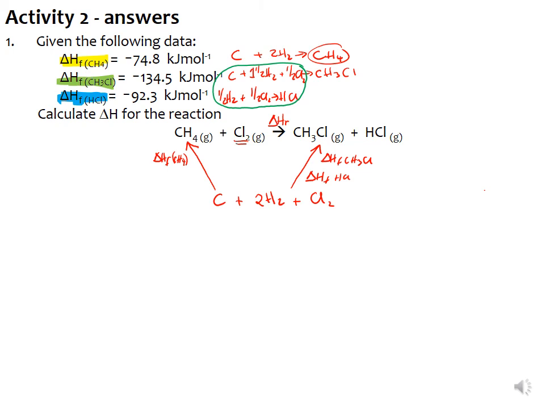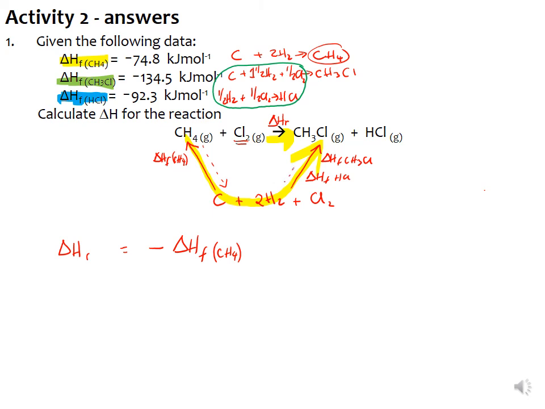So we want to find out delta HR, that's what we want, so we are going to go round the cycle. Instead of going left to right like that, we're going to go round the cycle in that direction. So following that round, we are first of all going to be going down this way, and so we are going to be doing minus delta HF for methane, because it's the opposite direction to the arrow.